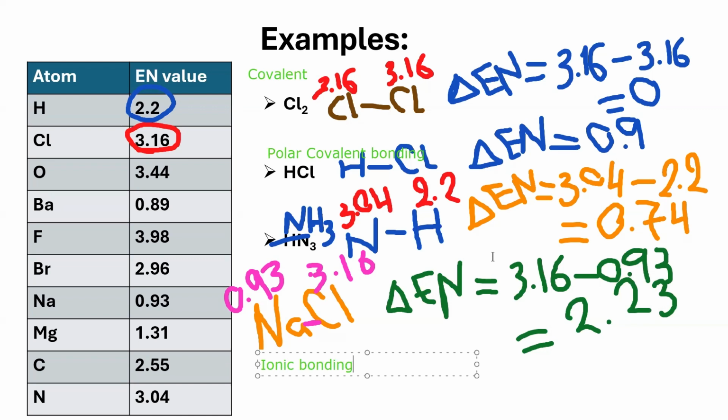Anyway, if you are asked to classify the bond according to the electronegativity, you will just need to subtract the values, the electronegativity of each atom from the other, and depending on the number, you will know the type of the bond.